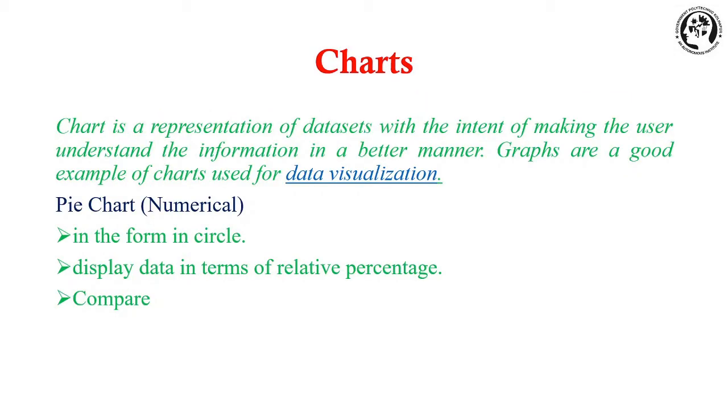The next type is charts. Chart is one of the important types of graphic communication. There are several types of charts. The most common are pie chart and flow chart. A chart is a representation of data sets with the intent of making the user understand the information in a better manner. Graphs are a good example of charts used for data visualization. There are two types of charts.